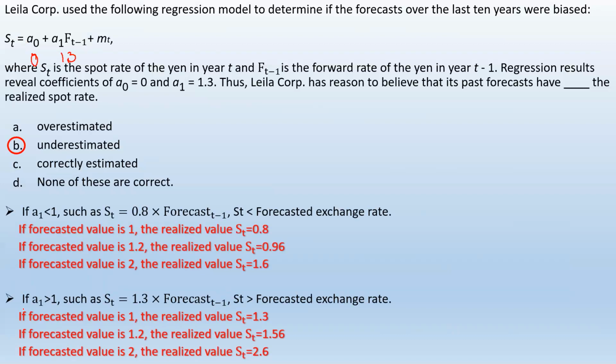So here is some data. This is the case when A1 is greater than 1. When the forecasted value is 1, the realized value is 1.3. The forecasted value is 1.2, the realized value is 1.56. If the forecasted value is 2, the realized value is 2.6. So the realized value is always greater than the forecasted value, which means the realized value is underestimated by the model.